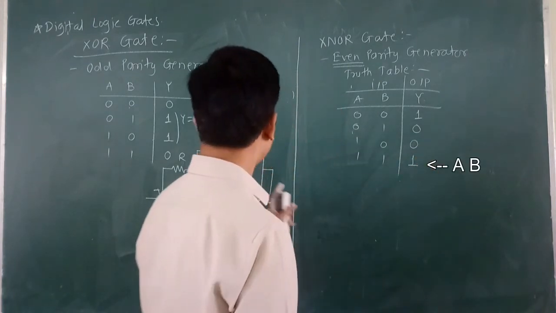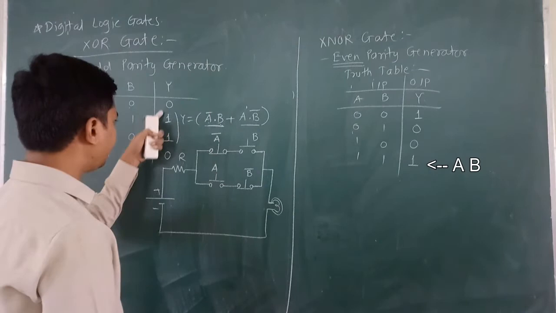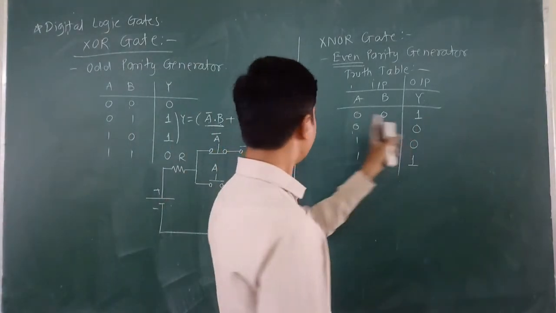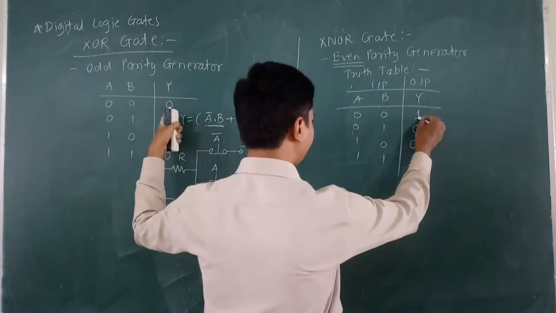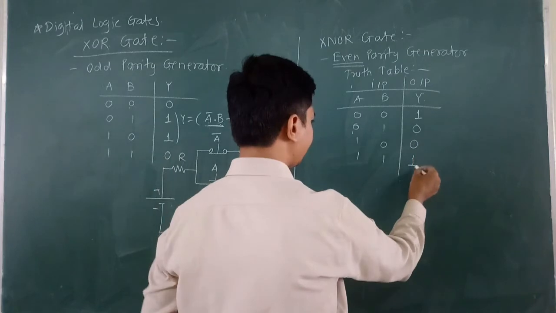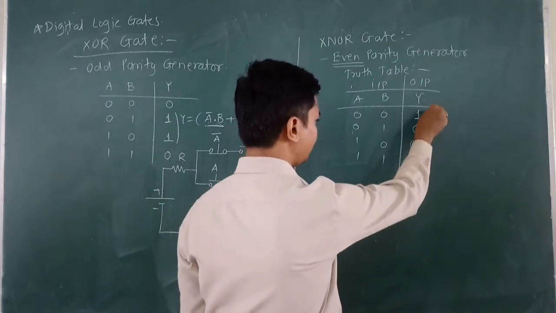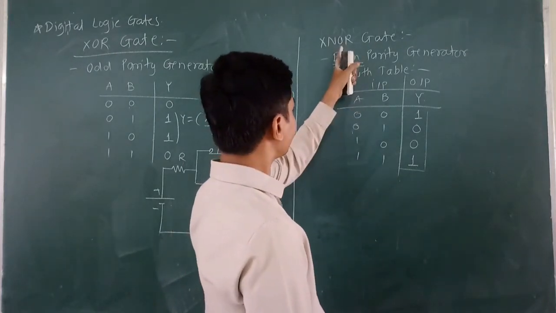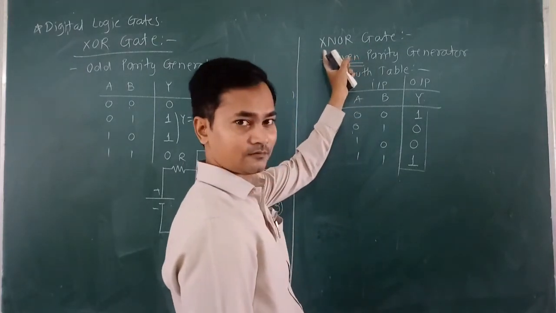So we can simply complement the output of XOR. Here is 0, here should be 1, here is 1, here is 0, here is 1, here is 0, here is 0, here is 1, okay. So only the output should be complemented, okay. That is XOR plus NOT operation, okay.